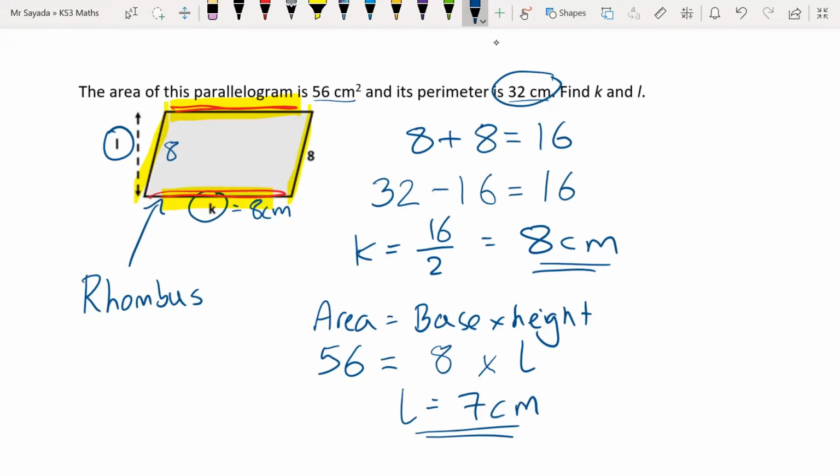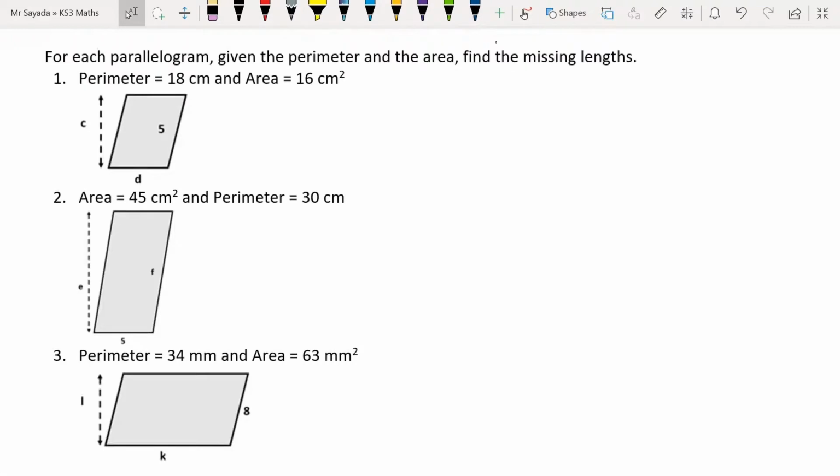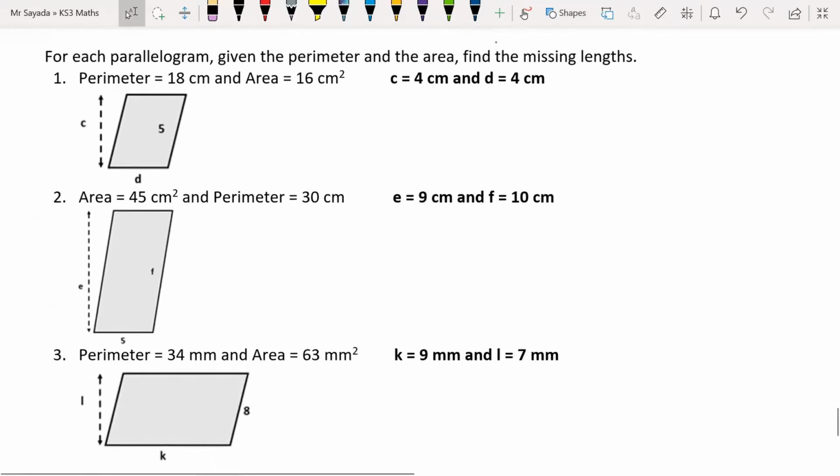You're now going to do some problems completely by yourself. Pause the video to do these 3 problems. Press play once you're done. You should have now done all 3 of these problems. Here are the solutions. Pause the video to mark your work. Press play once you're done. You should have now marked your work.